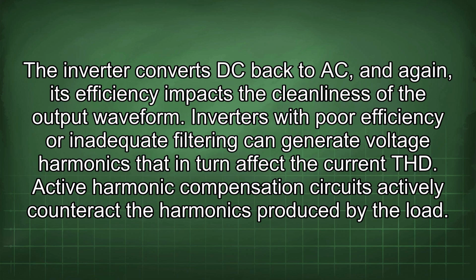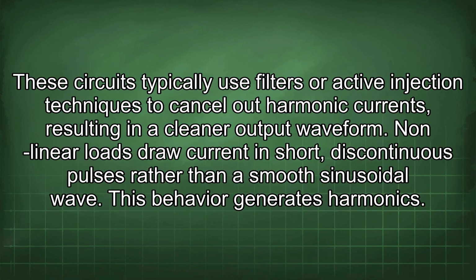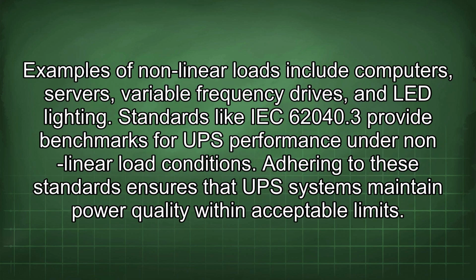Active harmonic compensation circuits actively counteract the harmonics produced by the load. These circuits typically use filters or active injection techniques to cancel out harmonic currents, resulting in a cleaner output waveform. Nonlinear loads draw current in short, discontinuous pulses rather than a smooth sinusoidal wave. This behavior generates harmonics. Examples of nonlinear loads include computers, servers, variable frequency drives, and LED lighting.